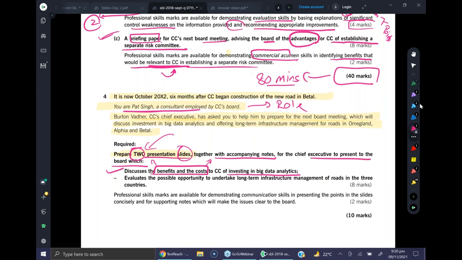Okay, so discuss the benefits and costs. So all in all, a total of 5 benefits and costs should be discussed for investing in big data for CC.